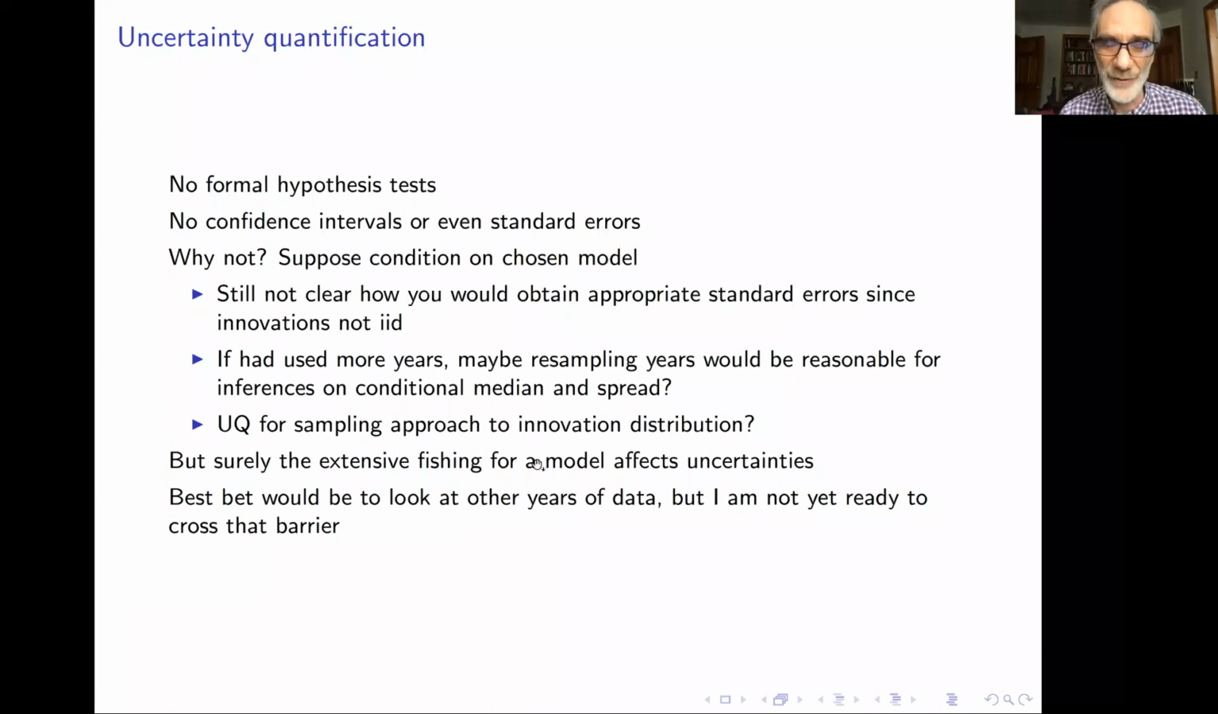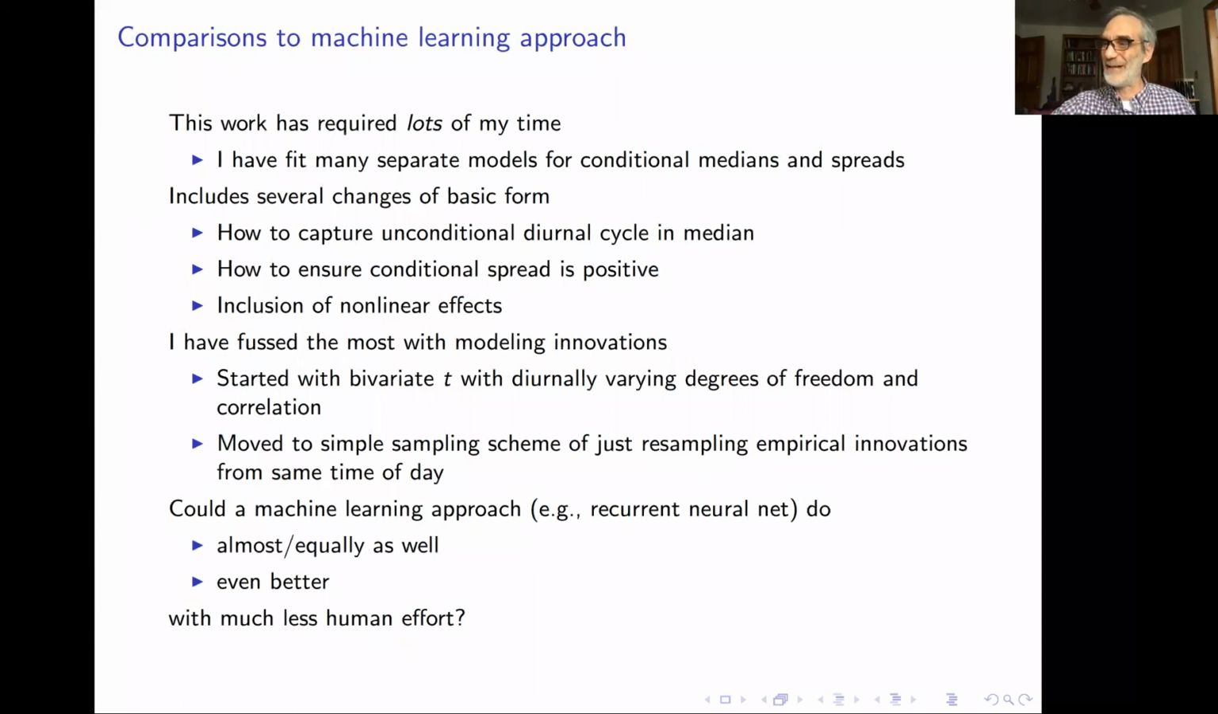So I really think the right way to do uncertainty quantification here is to do everything on training data and then eventually look at the other years of data. But I don't want to look at the other years until I've given up on modeling, and I haven't completely given up. So I haven't looked at any of the other years of data. But I think that'll be the right way of saying to what extent these model fits are capturing something real as opposed to something just noisy.